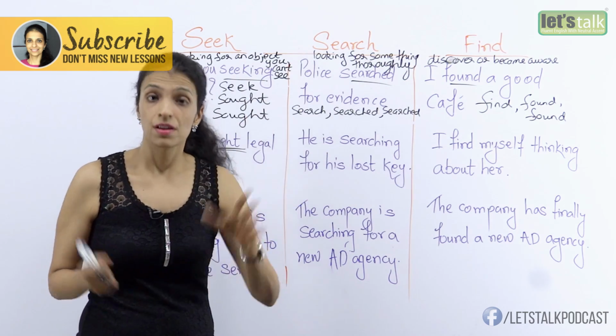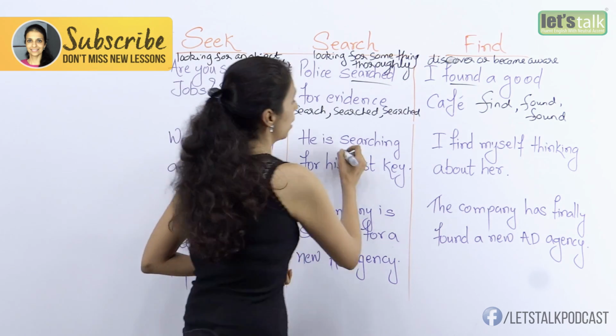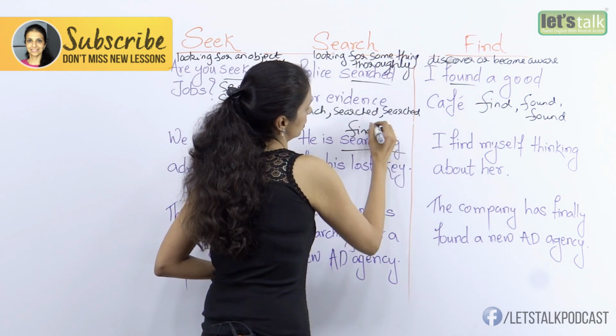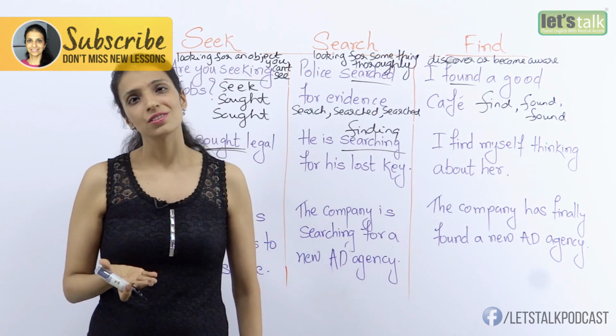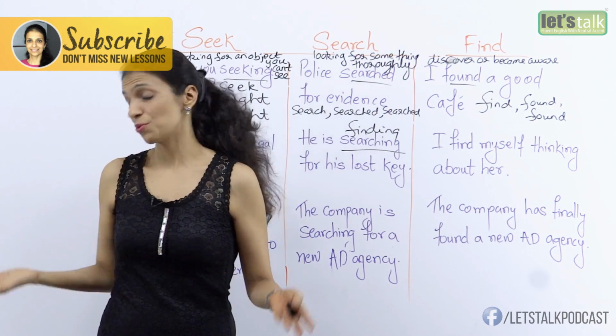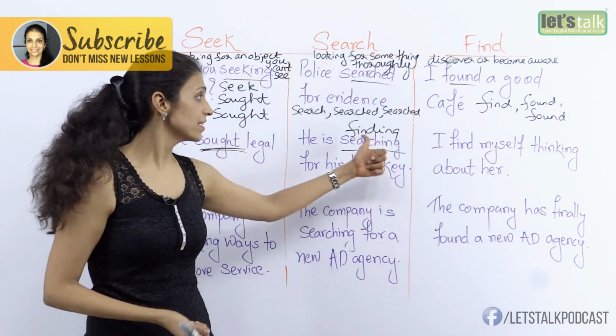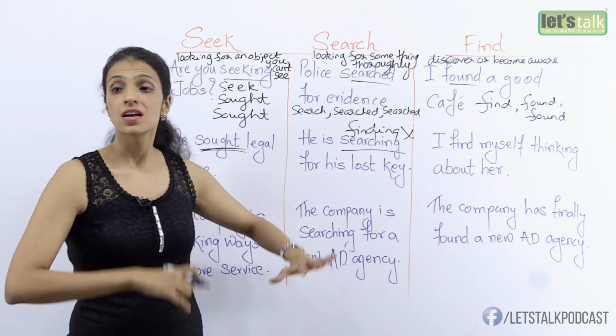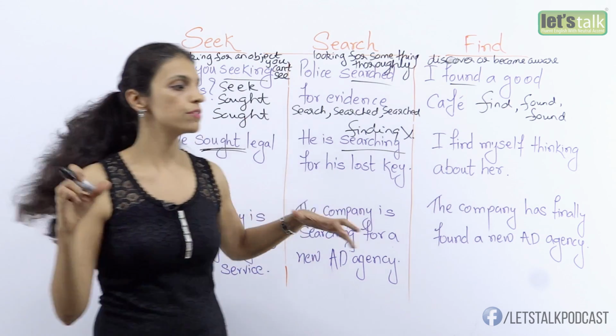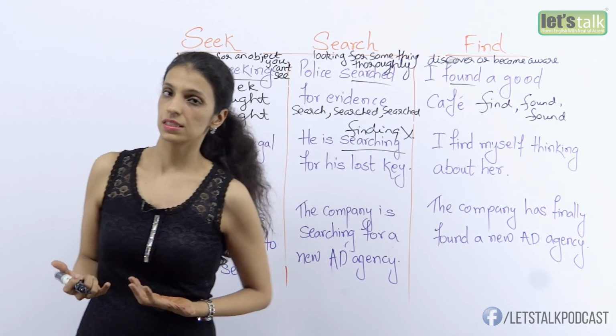Now, again, the most common error people make is, "I'm finding my keys." You're not finding your keys. You're actually searching. You don't have it. You don't know where it is. You're not finding. This is a big no. Do not make this mistake. You are searching. So you're looking around. I'm looking for my keys. You're looking all over the place, right?